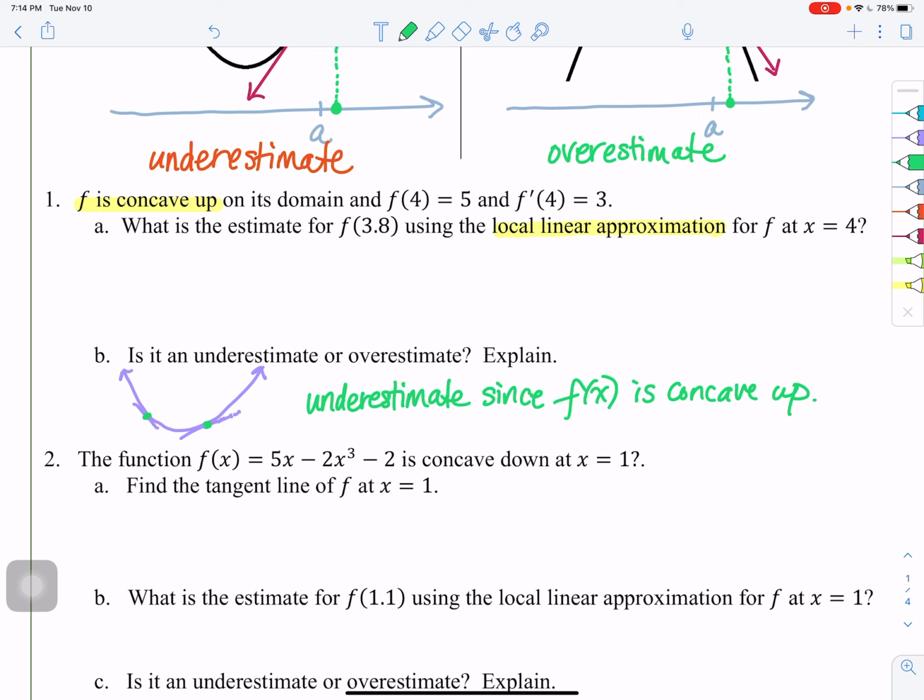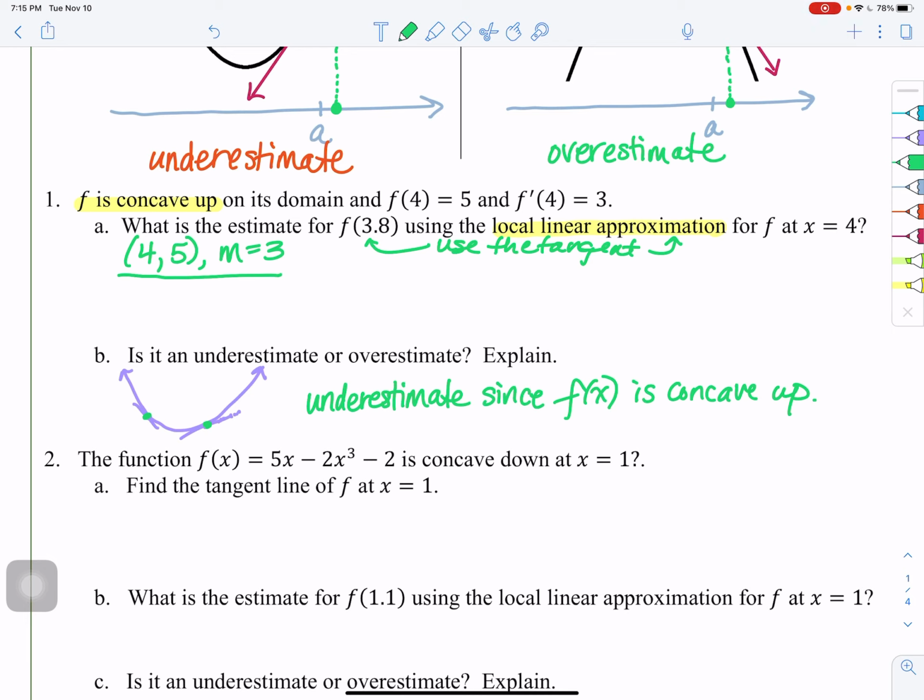F is concave up on its domain, and f of 4 equals 5. So we have a point. And f prime of 4 is 3. So that slope is 3. Now, they want us to first write the equation of the tangent line. Then we're going to use the tangent line as our linear approximation line. So that line is what we will approximate values for.